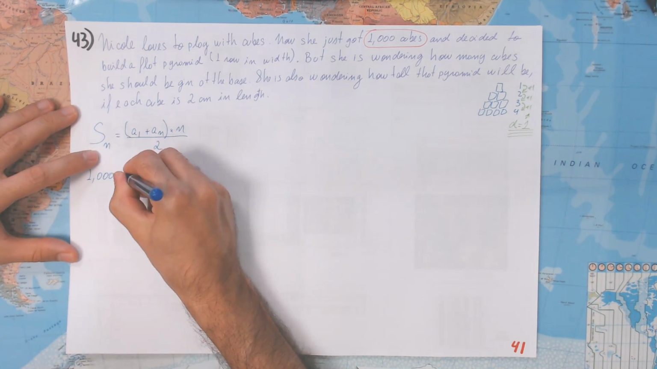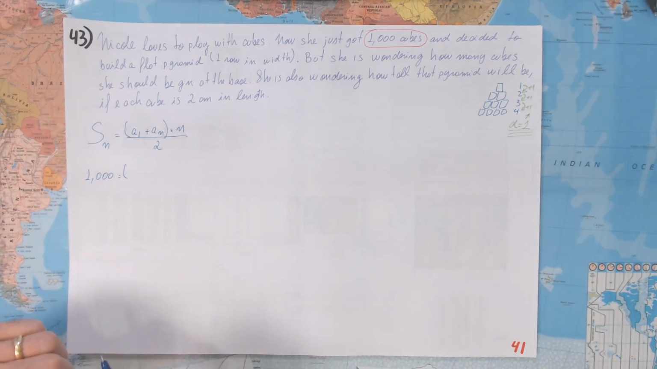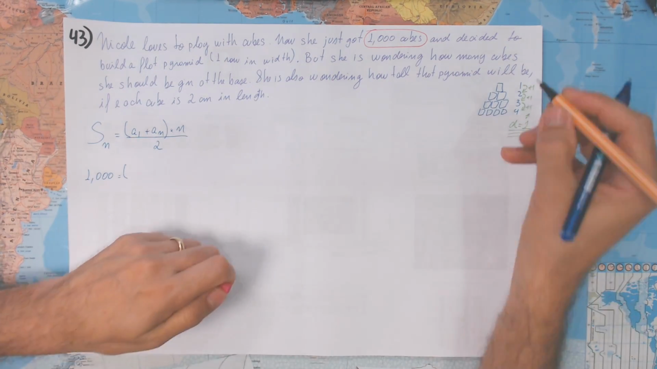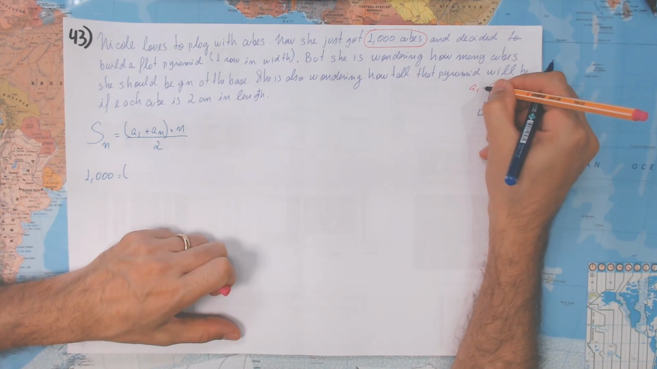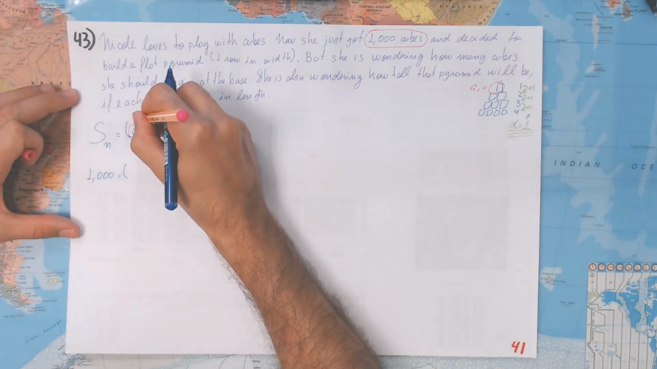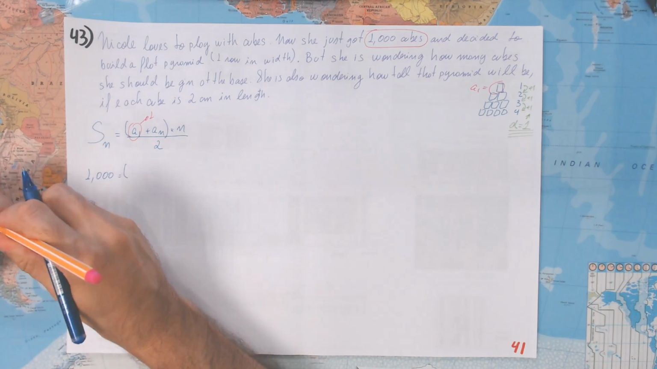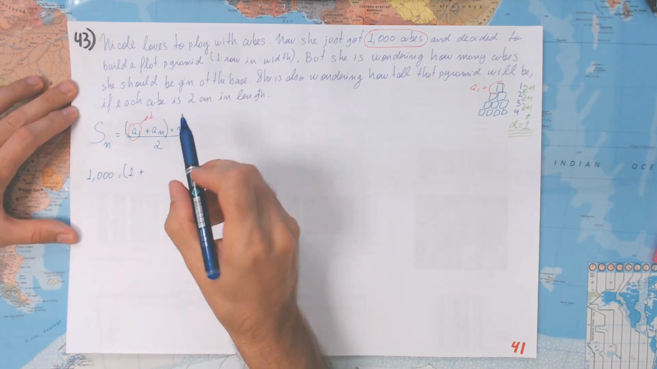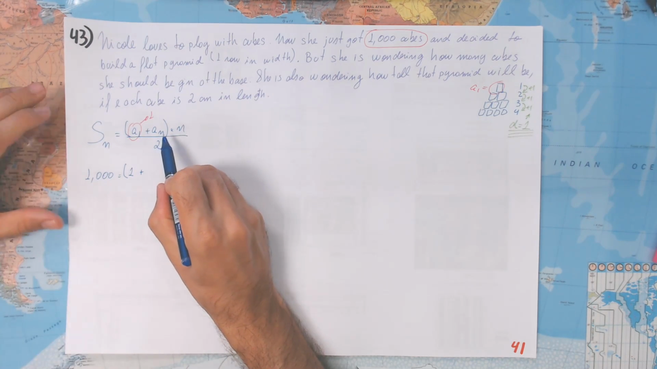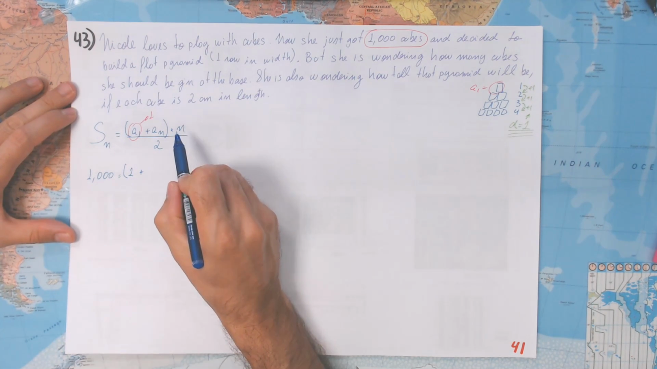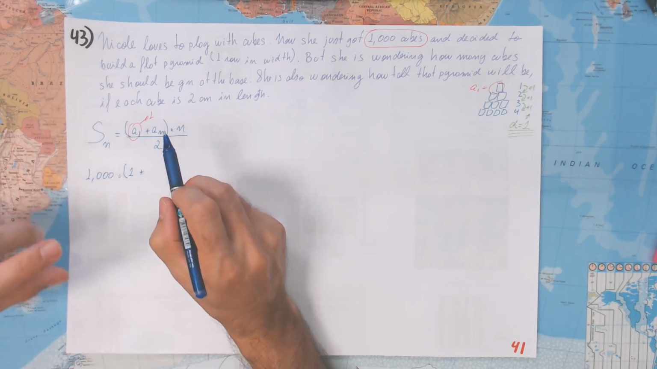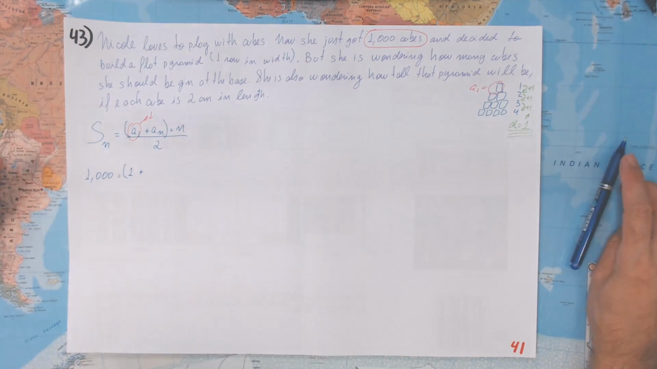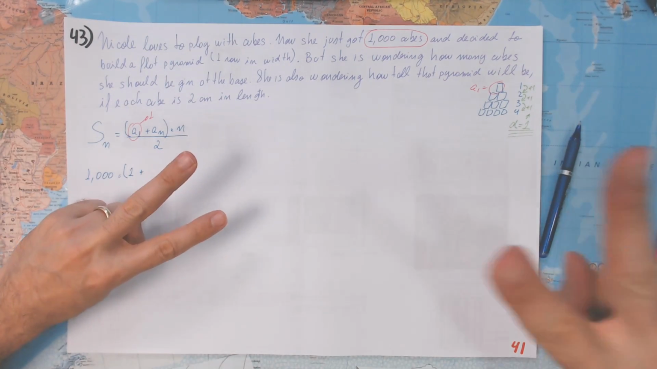We know a1 because a1 is this first one. This is a1, isn't it? 1. It is the first cube. We know that. Plus, now, what about, we can't have, I'm sorry, we can't have an and n. We can't have 2 variables with just one equation. Remember, if we have 2 variables, we need 2 equations.